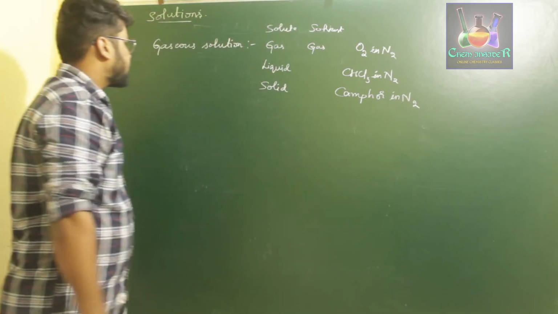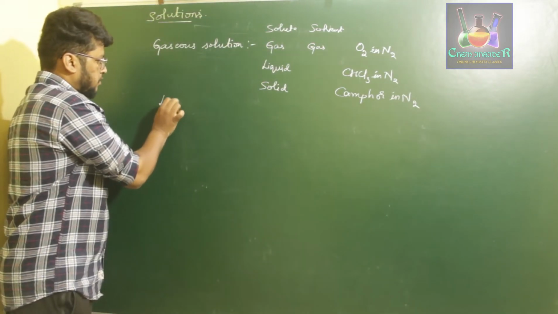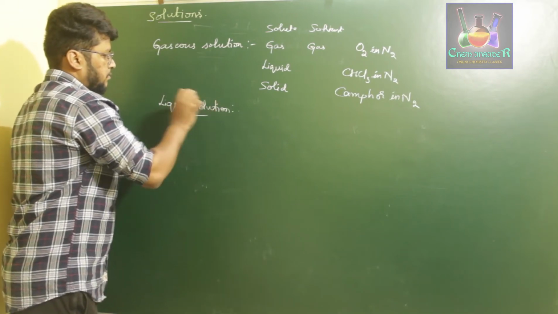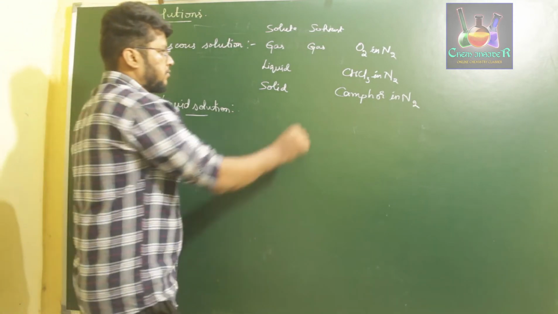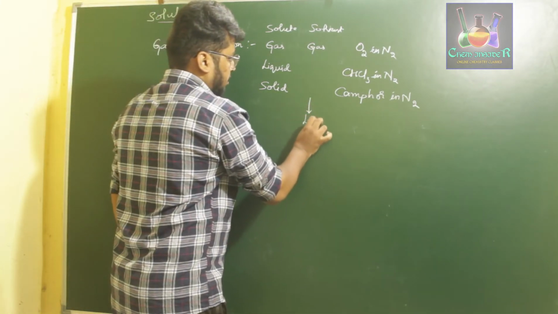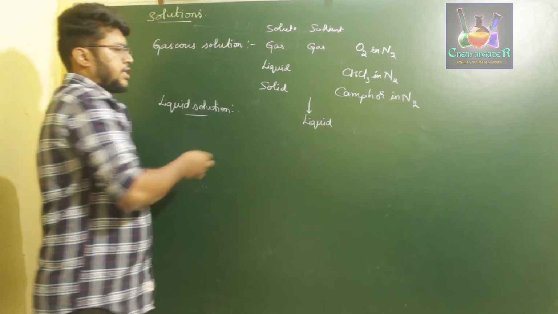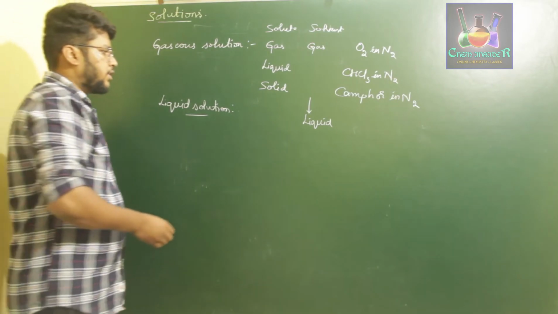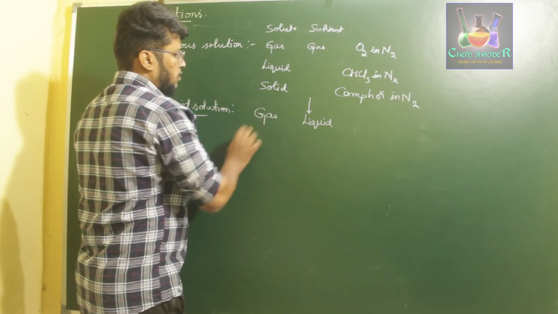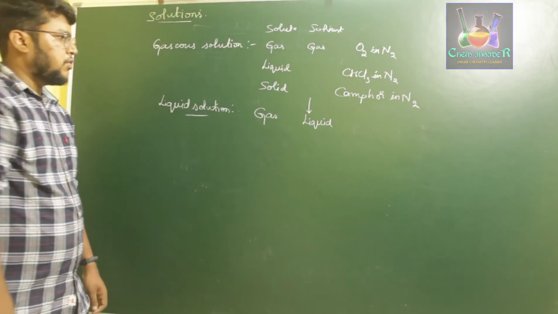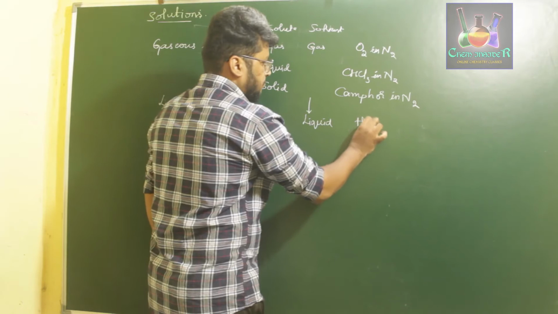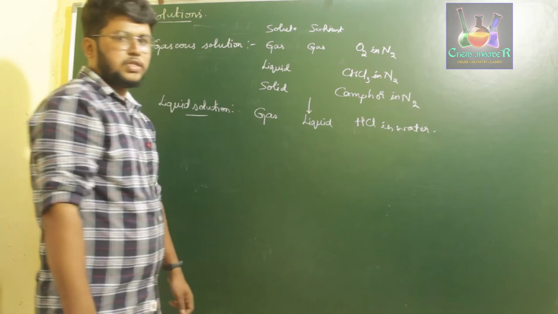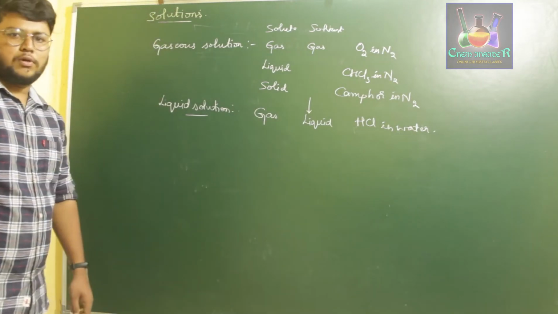Okay. Next is liquid solutions. Liquid solutions are those in which the solvent is liquid, and the solute can be a gas in liquid, liquid in liquid, or solid in liquid. For the example of gas in liquid, you can consider HCl in water, or you can also consider oxygen in water, which aquatic animals use for breathing.